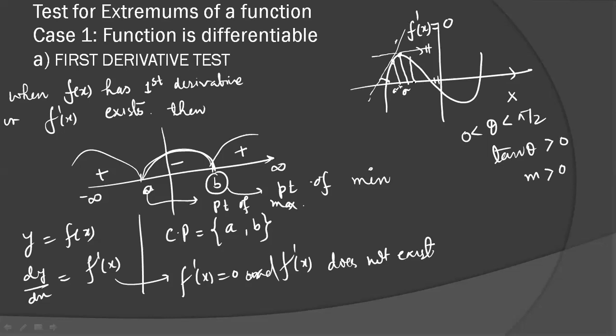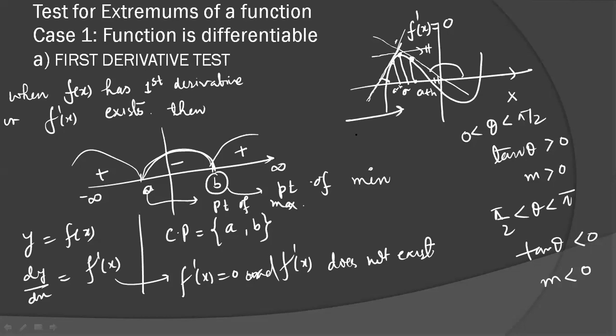But in the right neighborhood, a plus h, if you draw the tangent at a plus h on this graph, the angle is obtuse. When the angle is obtuse, your tan theta will be negative. The slope will be negative. It means if we see from left to right, because this is an increasing order, from plus to minus we get the point of maximum. Plus to minus, it is the point of maximum.